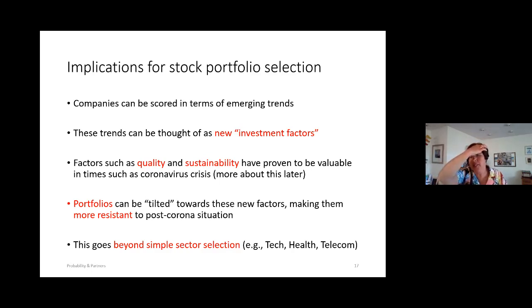What we already see is that factors such as quality and sustainability, which are already considered as investment factors, have proven to be valuable in times of this kind of stress. And I will mention that later. And so what I'm saying is that the investment portfolio can be tilted towards these new factors alongside these well-known factors such as quality and sustainability, and hopefully making them more resistant to whatever happens next. And as I said, this goes beyond simple sector selection. However, I'm going to show you some quantitative evidence for the sector resistance to all these things.